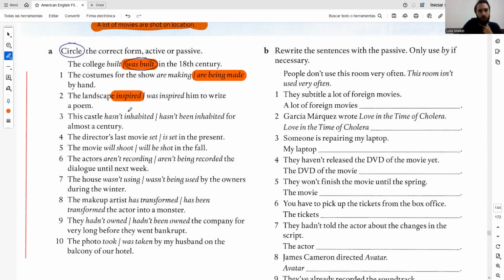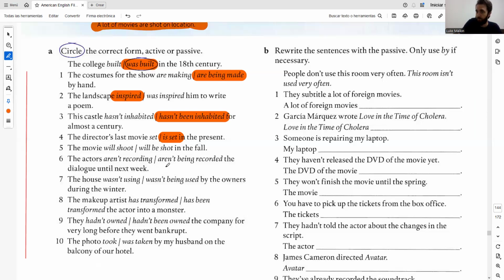Number three, this castle hasn't inhabited or hasn't been inhabited for almost a century. Can the castle live in somewhere? No, you live in the castle. So the castle hasn't been inhabited for almost a century. Number four, the director's last movie is set in the present. The movie can't set. Someone sets the movie. In this case, the director set the movie.